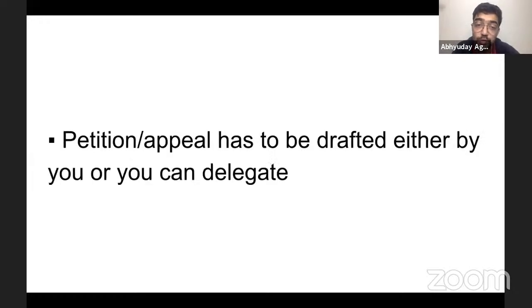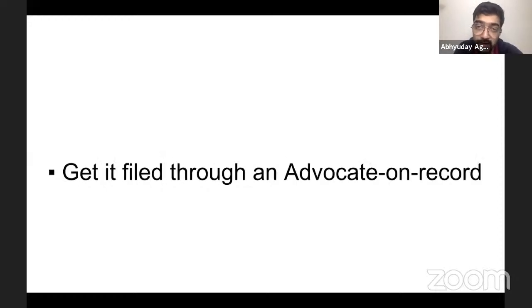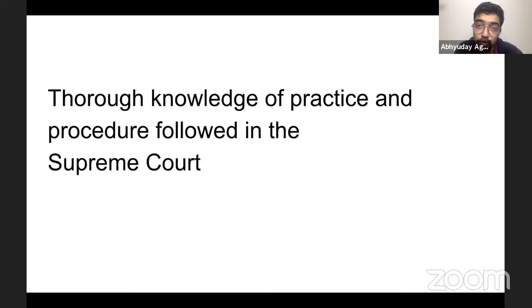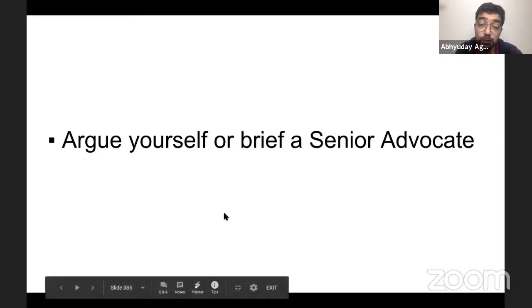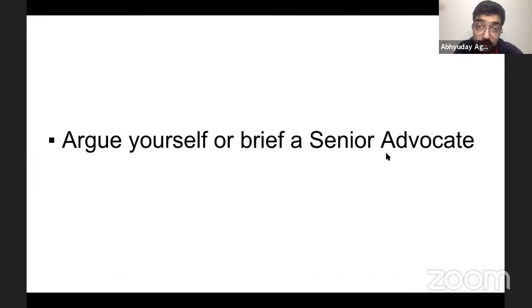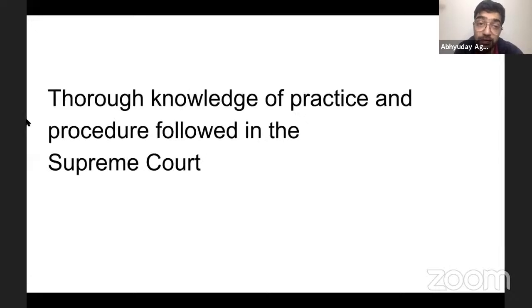Okay, what's next? It has to be drafted by you, or you can give it to somebody else, but you need to draft it ideally and then get the AOR to sign it. You can get it filed through an AOR, argue yourself, or brief a senior advocate. So if you've got your own client, you have the discretion to argue yourself if the client agrees. And a lot of times senior counsels will have a very high fee, because of which clients may prefer that you argue directly for their matter. Then nobody can stop you. You don't need to be an advocate on record to argue before the Supreme Court, right?